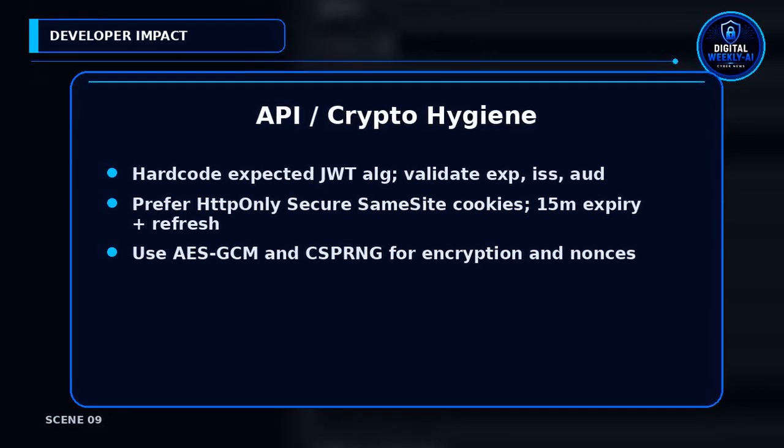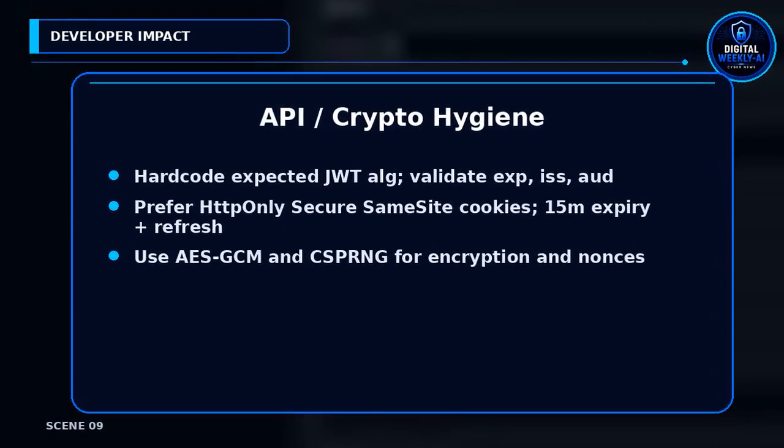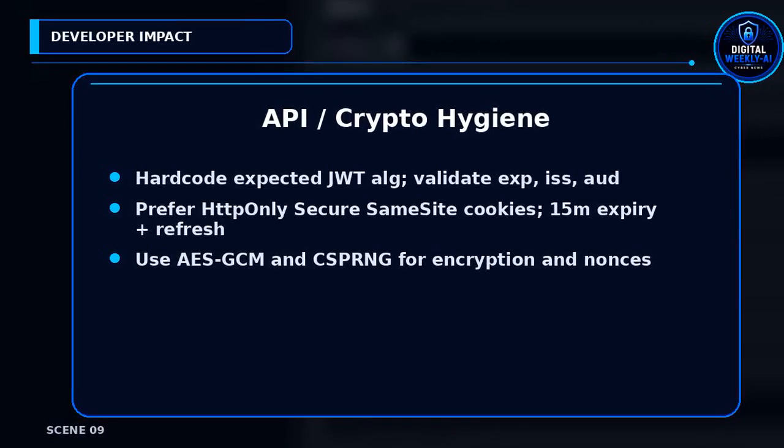API hygiene and crypto basics matter when agents are first-class clients. Don't read the JWT alg from the token. Hard code the expected algorithm. Prefer HTTP-only secure same-site cookies to local storage. Use short expiry. 15 minutes is a reasonable default with a revocable refresh token.